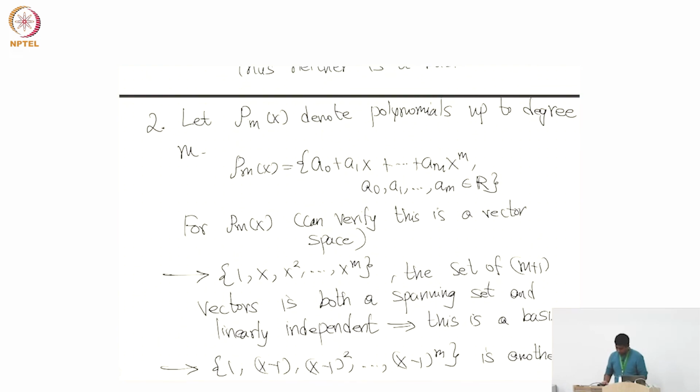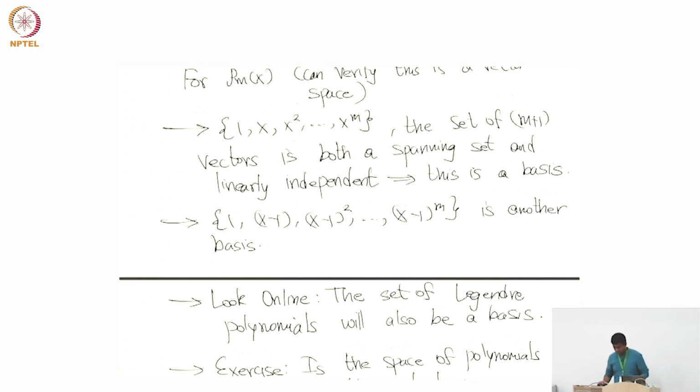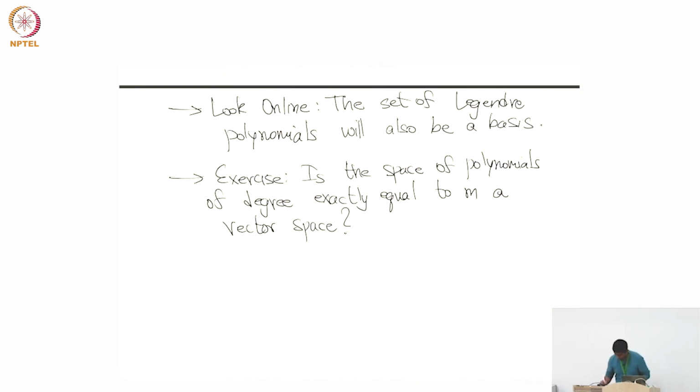Anyways, so polynomials of degree up to m is a vector space and has a basis that is of size m plus 1. So it's actually a finite dimensional vector space. So we can say, this is how you write dimension, the dimension of the polynomial space up to degree m is m plus 1.